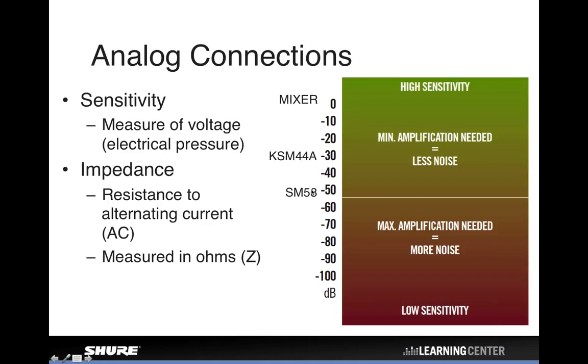But the important thing to note is that a mixer's output level is going to be more what we call line level, which is 50 dB hotter than an SM58, right? So what that means is that's why you have to plug a microphone into something that is labeled microphone input.